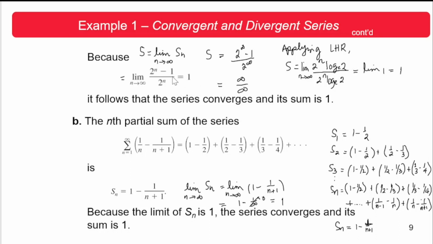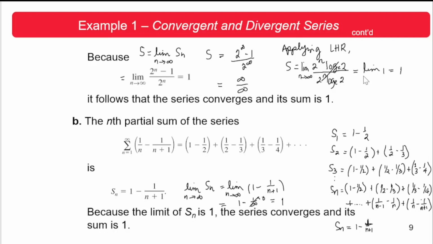Okay, so by applying L'Hopital's rule, we have to take the derivative of the numerator and denominator separately. The derivative of 2 to the n minus 1 is 2 to the n times log of 2 to the base e, all over the derivative of 2 to the n, which is also 2 to the n log of 2 to the base e. And as you can see here, because the numerator and denominator are equal, this is equal to 1.